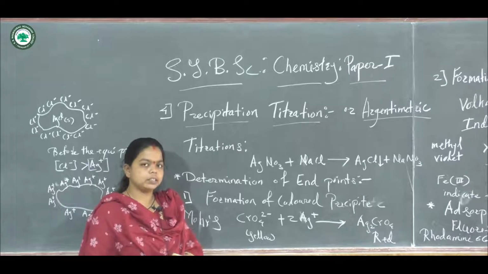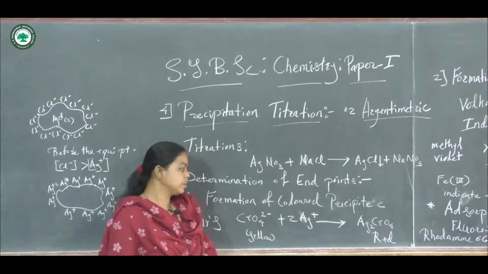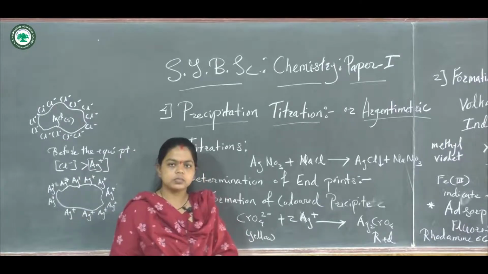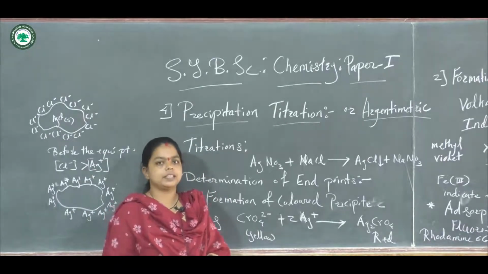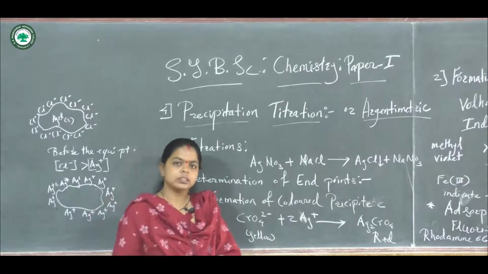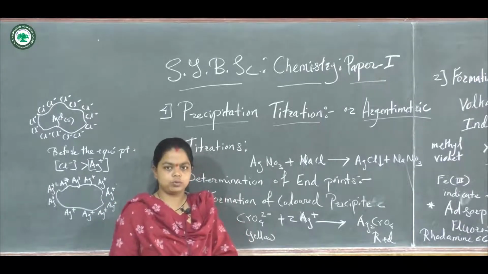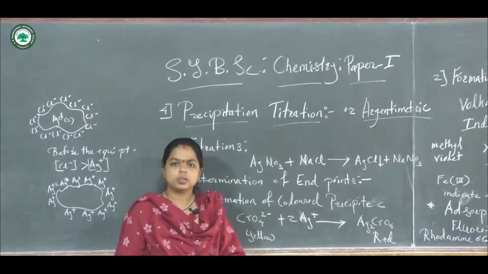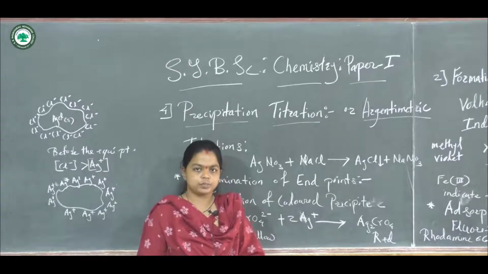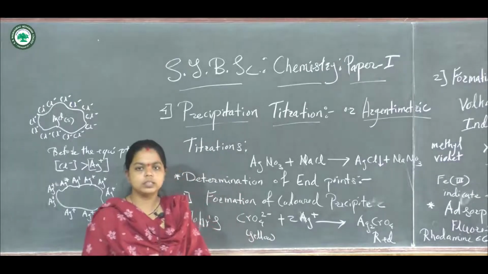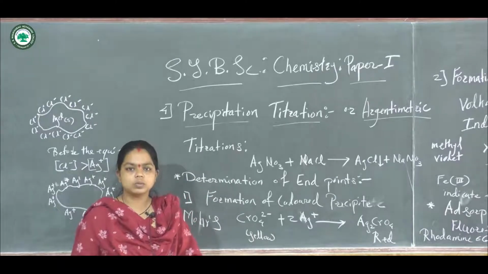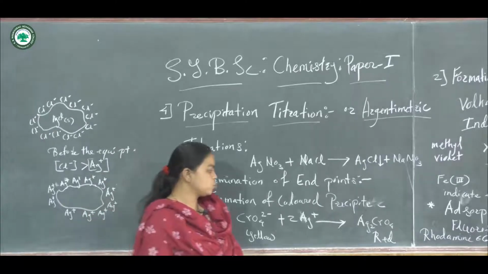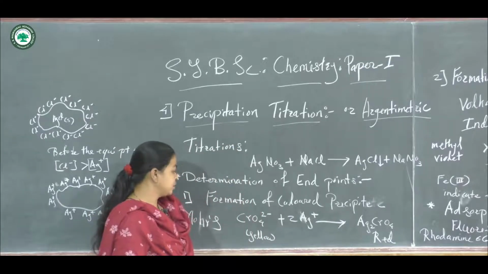In this method we get a colored precipitate. If we consider the titration of silver nitrate with sodium chloride, the sodium chloride solution is taken in the conical flask, and the silver nitrate solution is taken in the burette. With dropwise addition of the silver nitrate solution to the conical flask, the concentration of silver ions goes on increasing, and they react with the chloride ions to give the silver chloride precipitate.